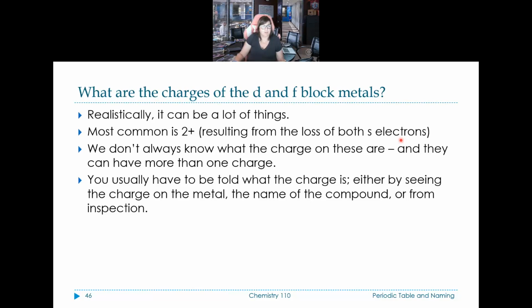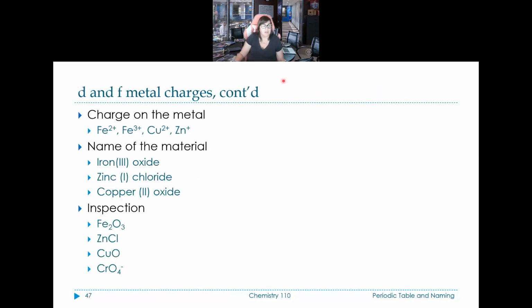All right. D and F metal charges again: Fe2+, Fe3+, Cu2+, Zn2+. The first one is going to be iron(III) oxide. We have a zinc(II) chloride. That's a Zn2+. This is an iron, an Fe3+.